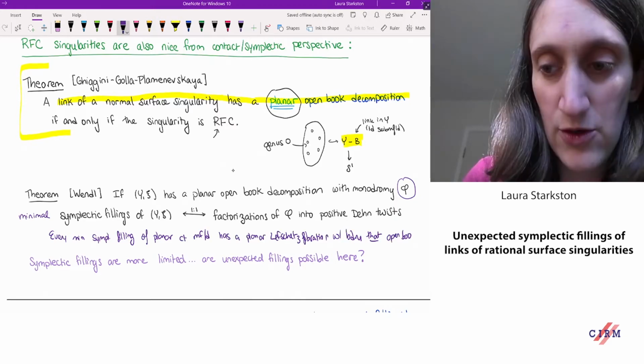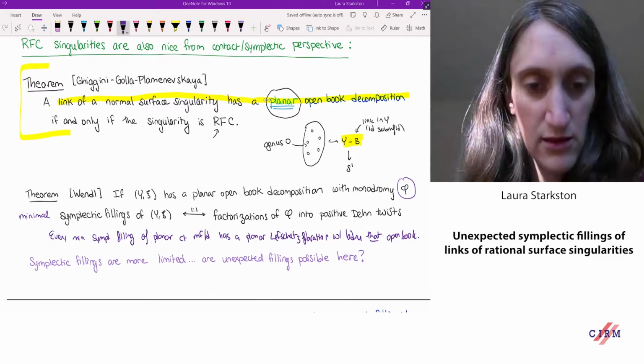So like with S3, I had lots of different open books, maybe of different genus, maybe some of the same genus, but the advantage that you get with planar open book decompositions is that in order to study the contact manifold itself, I don't need to look at all possible open book decompositions that are compatible with that contact manifold.